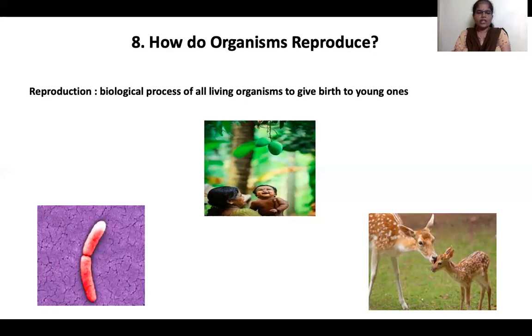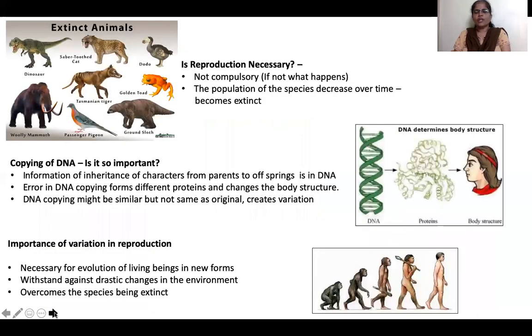Now, let us see what is the purpose of reproduction. Why? Is it necessary? We have just now heard that reproduction is not compulsory. It's not a compulsory process. If reproduction doesn't happen, what will happen? If we don't reproduce, what will happen to the earth or life?